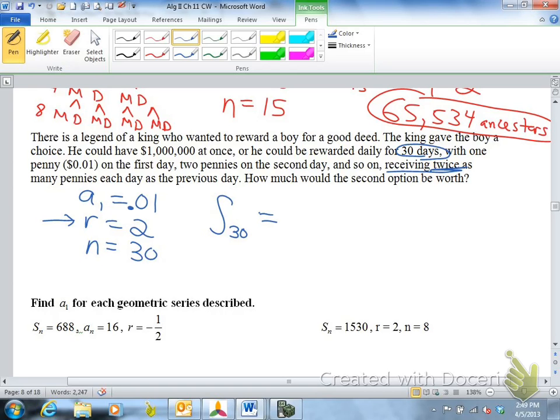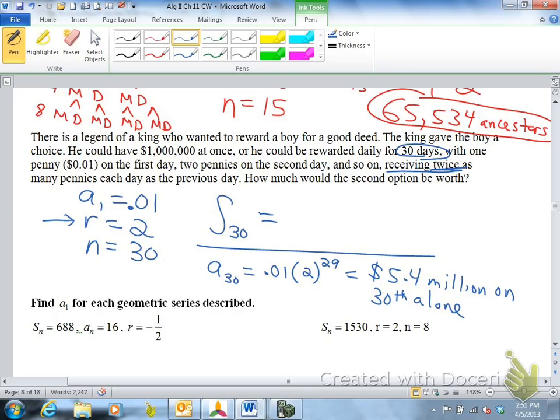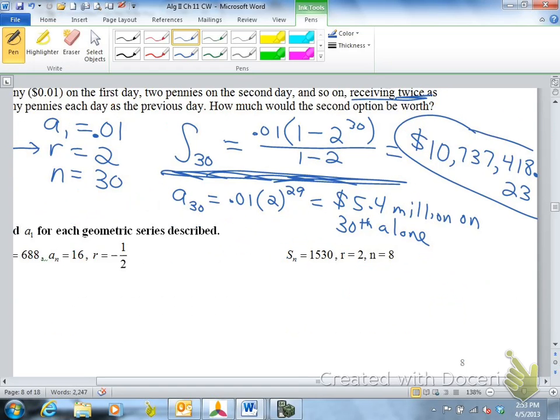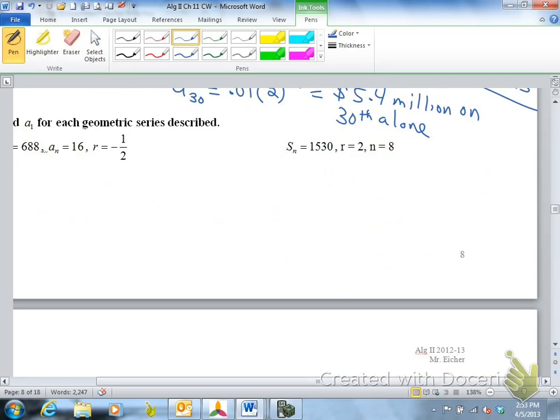Just out of interest, I would wonder how much does he make on the 30th day? Ignore all the other days, 29 other days. Just the 30th day, how much would he make? So he would make $5.4 million on the 30th day of lunch. We want to know the whole sum for every day. That would be this, 1 minus 2 to the 30th divided by 1 minus 2. And that number we calculate on our calculator to be $10.7 million. That's a lot of money.